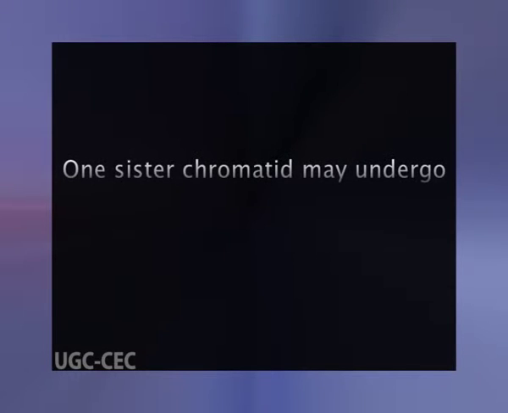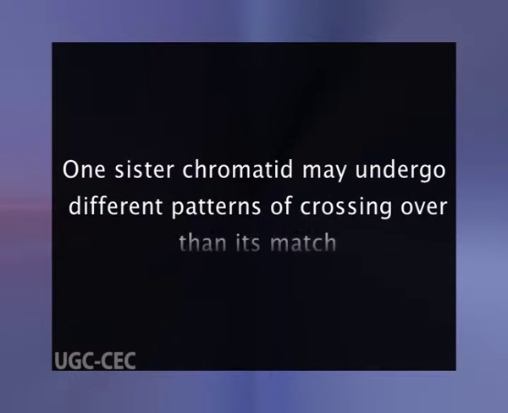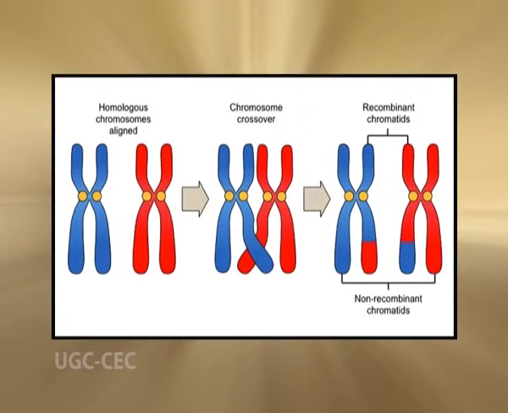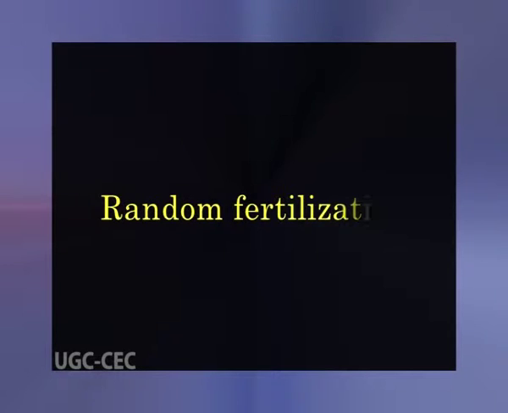One sister chromatid may undergo different patterns of crossing over than its match. When the chromatids separate as chromosomes, the resulting haploid gametes will be genetically unique and varied. Random fertilization. Random nature of fertilization is another source of genetic variation in offspring. Any sperm can fuse with any egg.